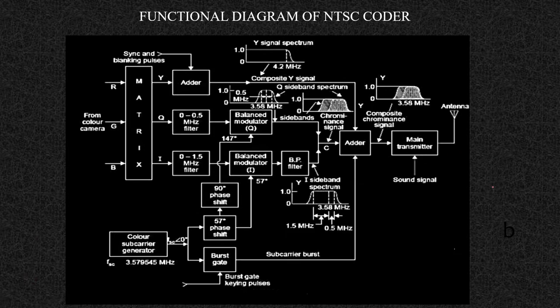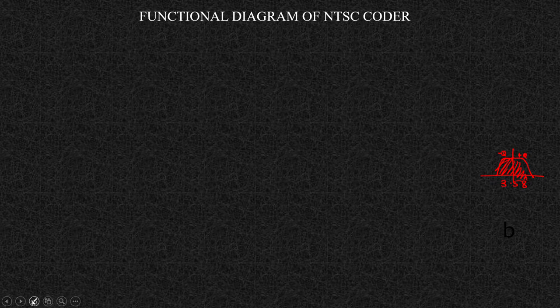Agar aapka color subcarrier 3.58 megahertz pe hai, to aapka yaha pe 0.5 aur yaha pe 0.5 ho jayega. Aur ye kaun sa component hai aapka? Ye minus Q hai, ye aapka plus Q hai. Now what happens in this balanced modulator? If you are going for this particular balanced modulator, you will get something like this.